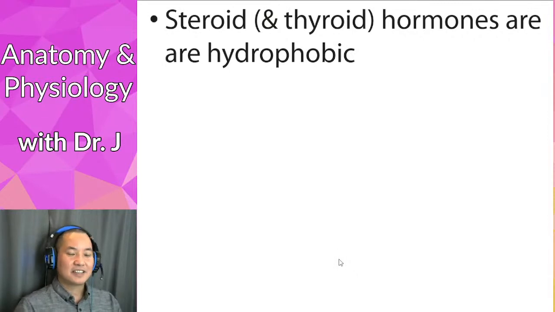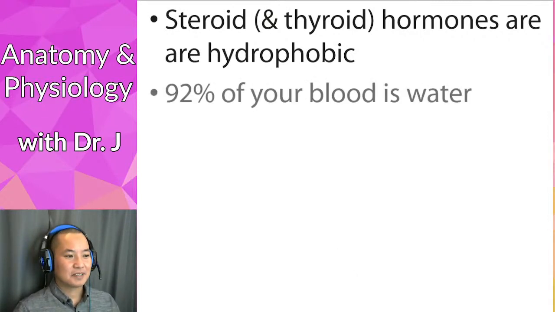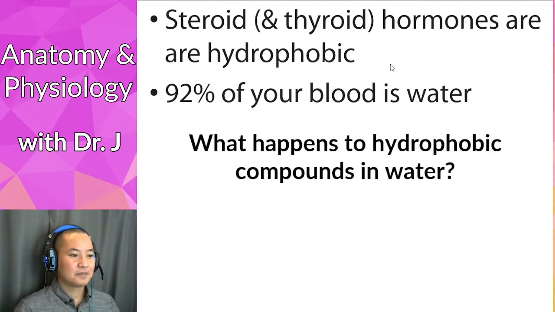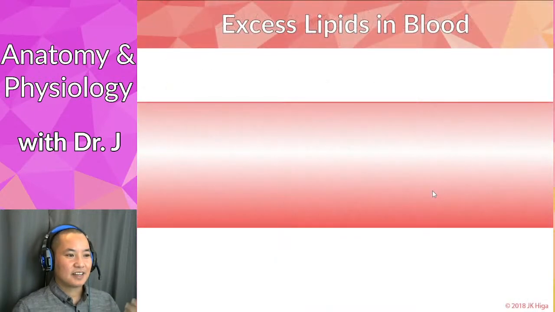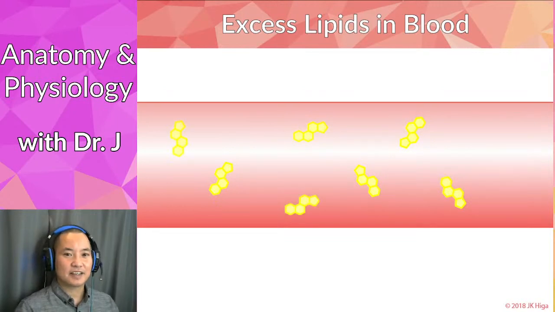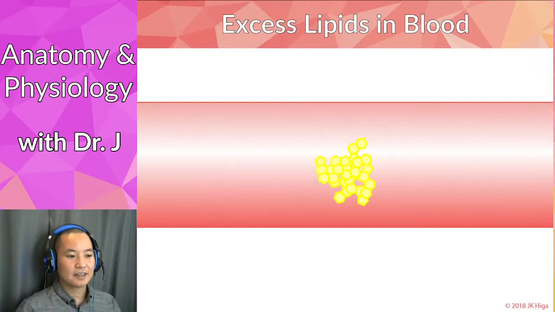Now, steroid and thyroid hormones are hydrophobic. And you might ask, okay, 90% to 92% of your blood plasma is water, so what happens to hydrophobic compounds in water? They end up separating, right? This is why these globulins are very important. If you have excess lipids in blood, they can form something called fat emboli. That's more when you break your bones, but lipids don't like dissolving in water, and they tend to aggregate because they're repelled by water. So what prevents your hormones that aren't water soluble from aggregating and clumping like this?